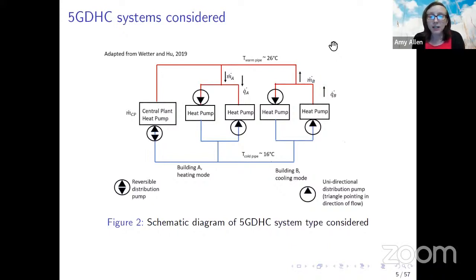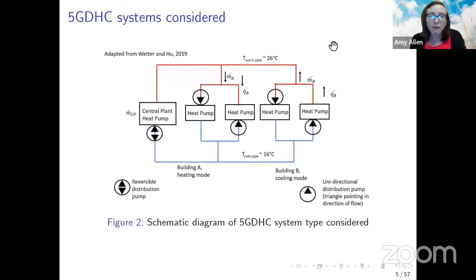What's most important here is, beyond the specific system configuration, 5G DHC systems in general offer the most compelling application for network topology optimization. And that's due to their nature of permitting connected loads to act as prosumers, or producers and consumers, and offset heating and cooling loads of other connected buildings in a synergistic manner.